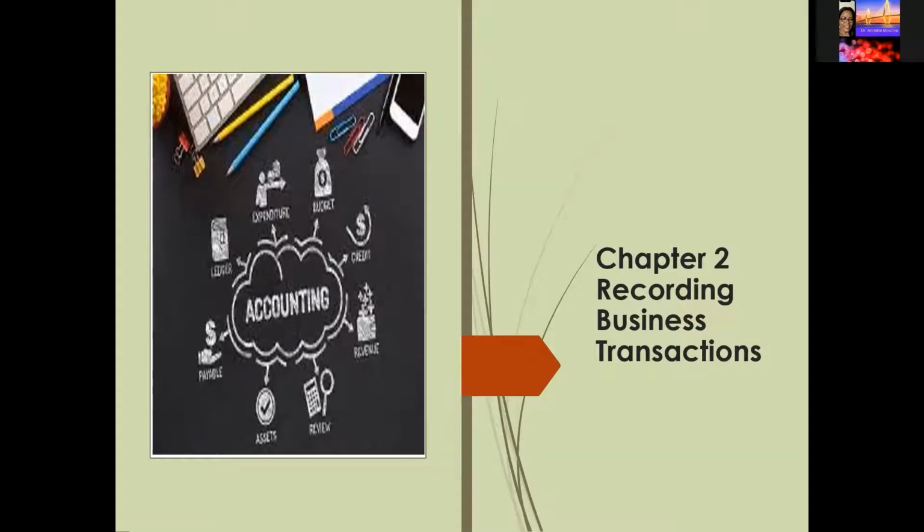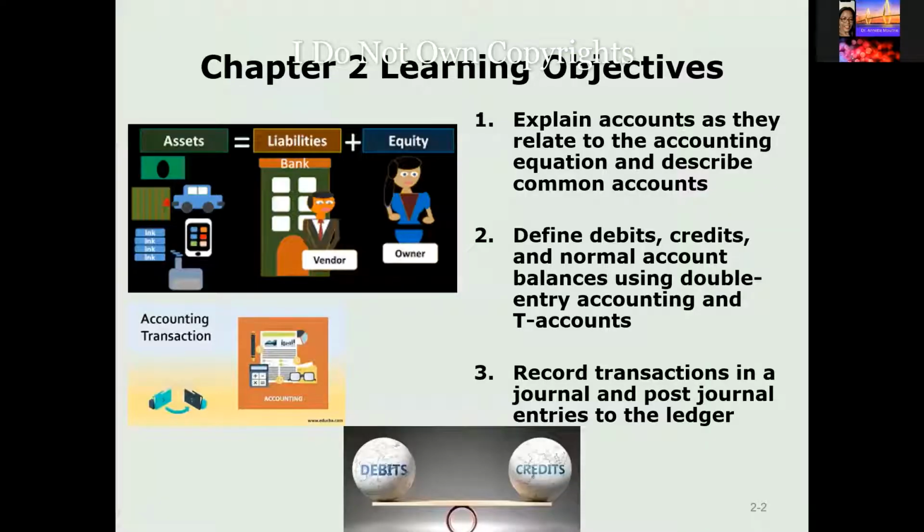In this video, we will begin with Chapter 2. Chapter 2 involves recording business transactions. The objectives of Chapter 2 are: 1, explain accounts as they relate to the accounting equation and describe common accounts.